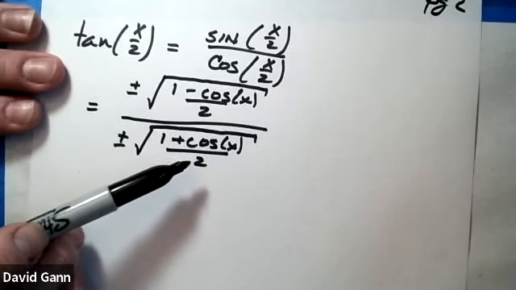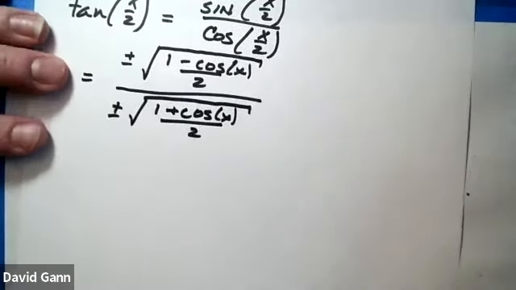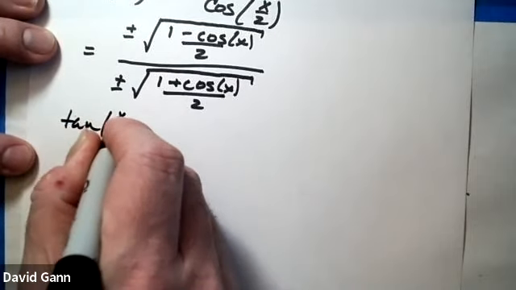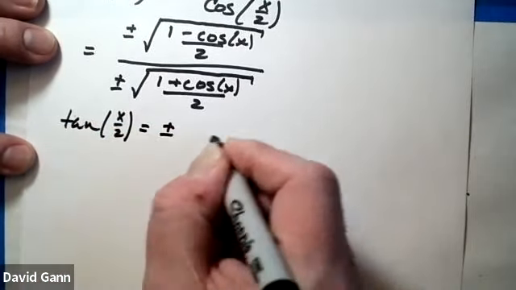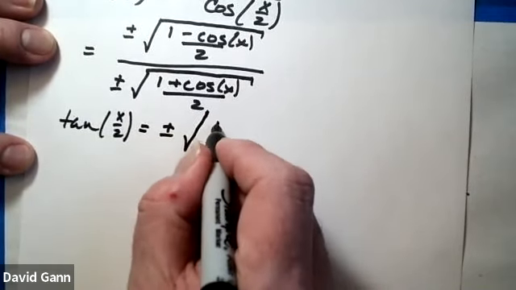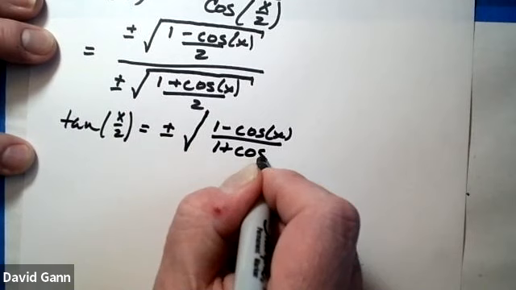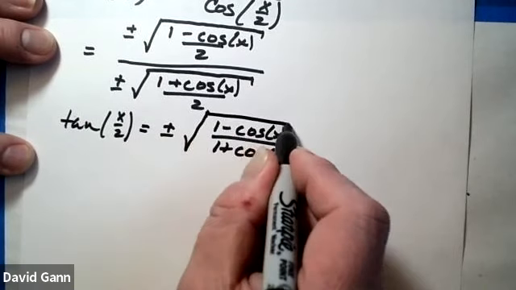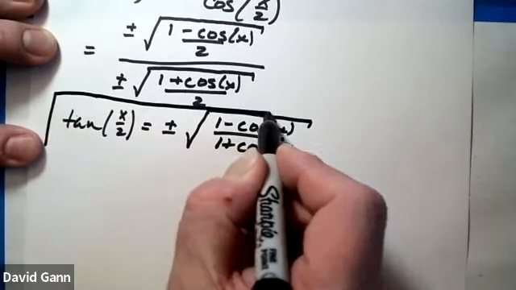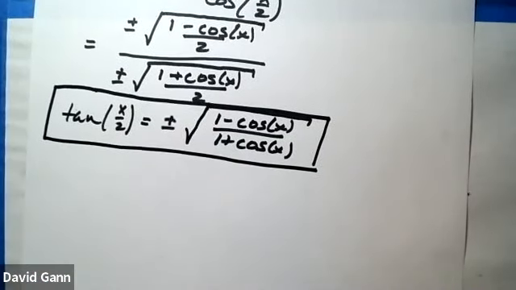Another way to think about this is you could write this as a product and you'd see some cancellation. But the net result is that you're going to end up with an expression, tangent of x over 2 is equal to plus or minus the square root of the ratio 1 minus cosine of x over 1 plus cosine of x. Not terribly satisfying because it looks even uglier than the other ones. But this is one of those versions.